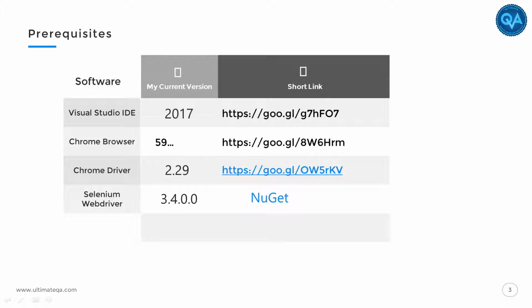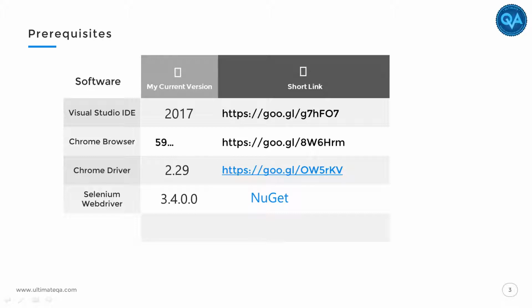Next, you'll need a Chrome browser. If you want to execute the solution that we have, you'll need to be able to run the tests using Chrome browser. You'll need a Chrome driver. My version is 2.29. Again, you may use the latest as long as it's compatible with your Chrome browser. You'll also need Selenium Webdriver, which I have for the solution.